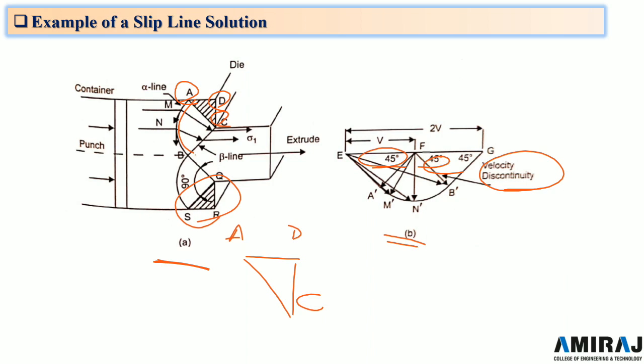So this is the slip line field and hodograph for the extrusion process with 50% reduction. So this is how the theory of slip line is applied.